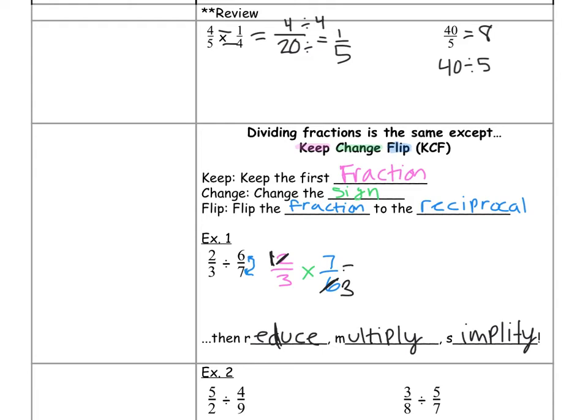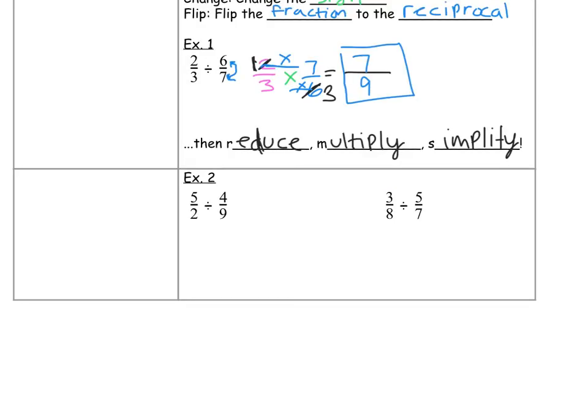So now I'm going to multiply straight across. 7 times 1 is 7, and 3 times 3 is 9. So we have 7/9. And 7 cannot go into 9, and 9 cannot go into 7. There's no nice numbers to do that. So this is our answer, 7/9. Let's try some more down below.